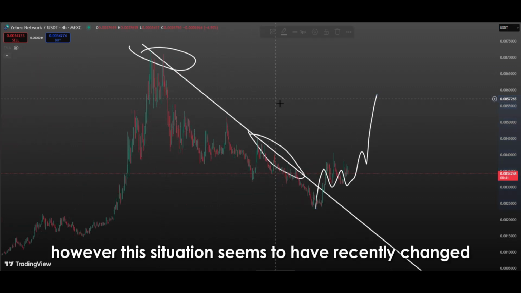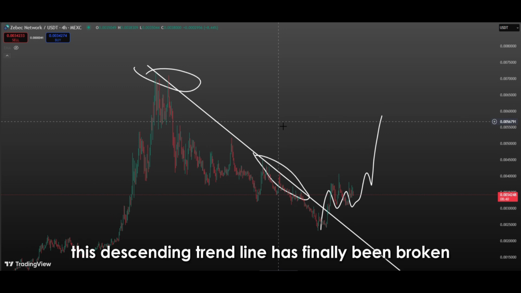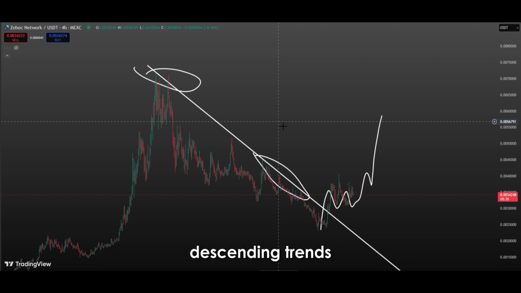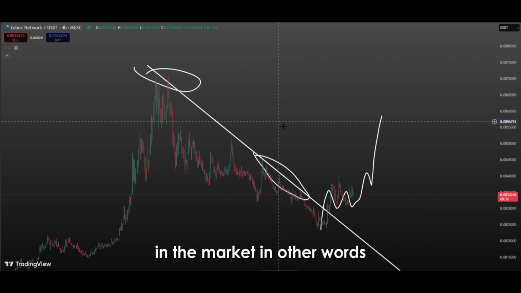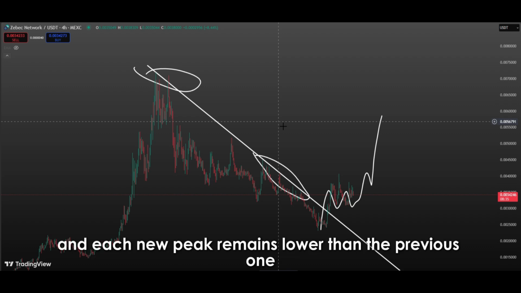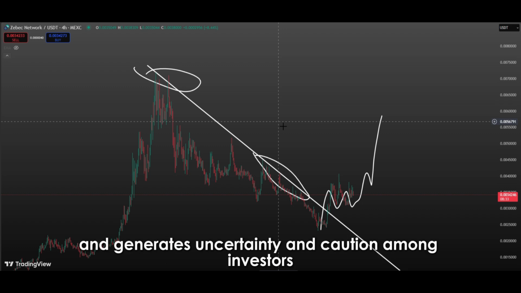However, this situation seems to have recently changed due to a significant development. This descending trend line has finally been broken, initiating a major shift in market dynamics. Descending trends symbolize the pressure of supply over demand in the market. In other words, each attempt to rise is pushed down by sellers, and each new peak remains lower than the previous one. This structure creates a negative sentiment in the market and generates uncertainty and caution among investors.